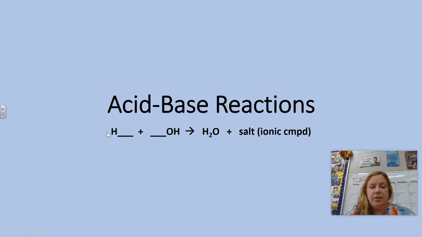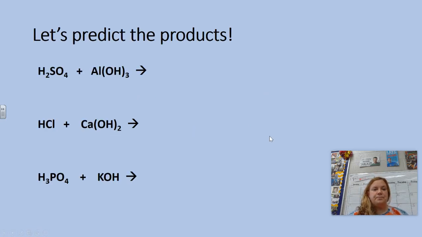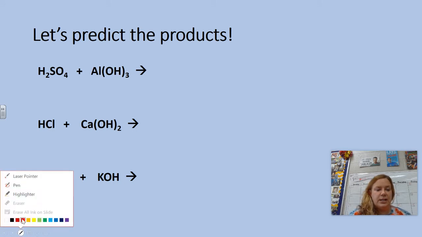When they join together, notice this H is going to combine with this OH, and instead of writing HOH, we write it as water, H2O. And then we end up getting a salt, which is an ionic compound, because we take the metal that's with our hydroxide and the nonmetal that is with our hydrogen, and that's what forms our ionic compound. So let me show you a couple of examples here. Let's go through here and predict the products.